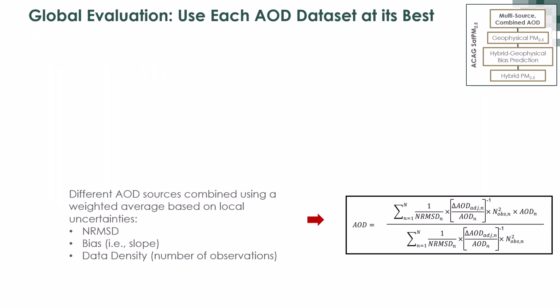Once we've completed these comparisons for different AOD data sources, we need a way to bring this information together so that we locally rely on each data set relative to its accuracy at any given location. To do this, we employ the relationship shown in the lower right to represent each retrieval's overall uncertainty compared to the total uncertainty of all the other AOD data sources combined. Here, a location's final AOD is determined as the weighted average of all available AOD data sources, with each one's weight based on a combination of its local normalized root mean square difference, bias as represented by the slope of the line of best fit, and its availability.